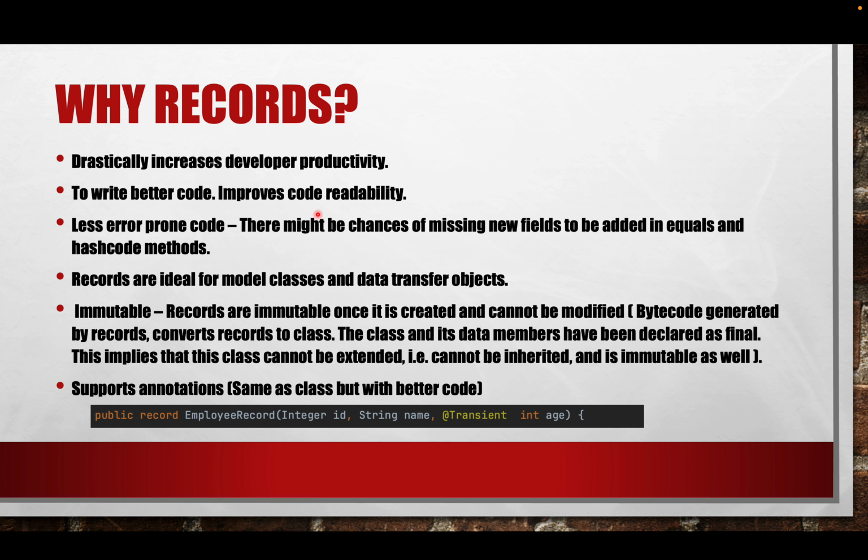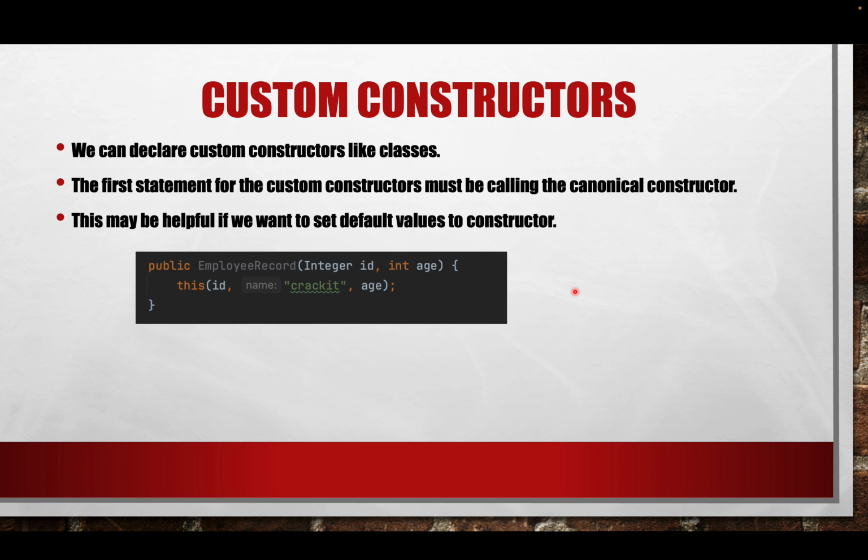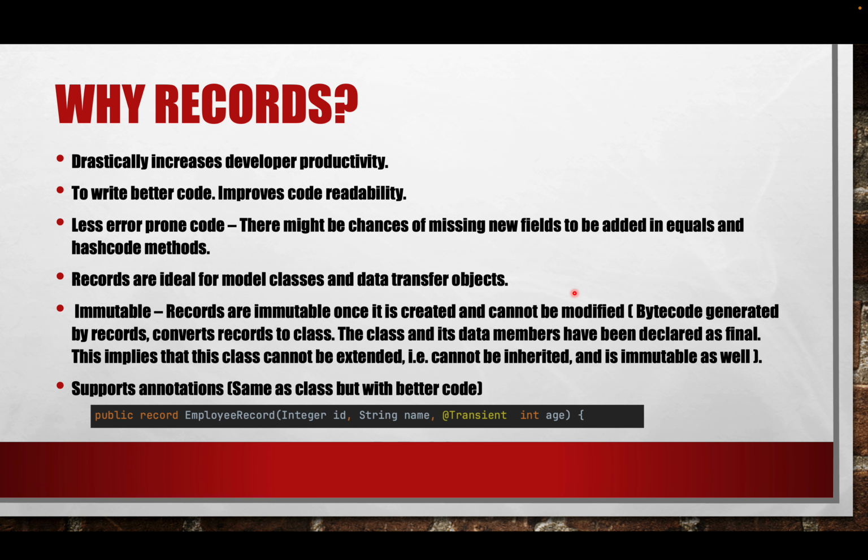There is a lot to know about records. There are three types of constructors that we can create in a record: canonical constructors, compact constructors, and custom constructors. And record classes cannot be extended, but records can implement the Serializable interface, or any of the interfaces. There is lots to understand about records. We will see that as a separate video in future, but for today's focus, let's see how we can use records in the Spring Boot application.